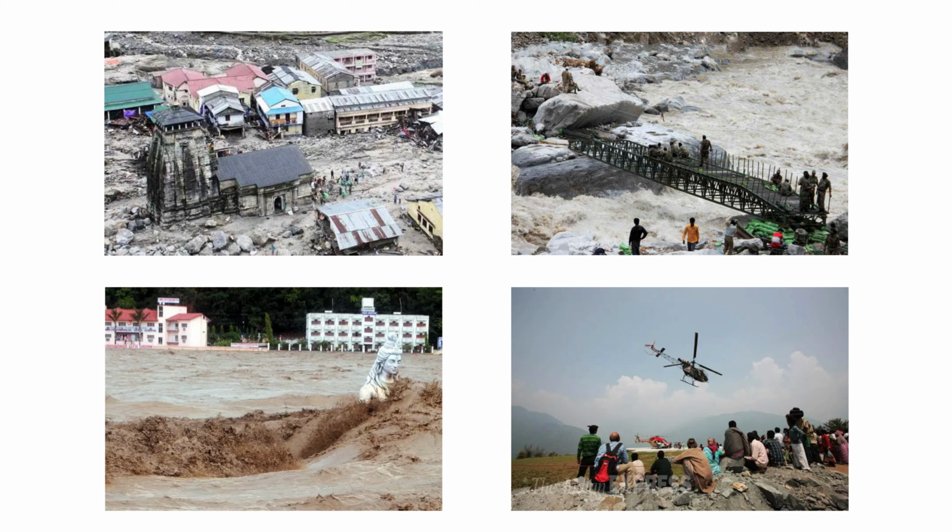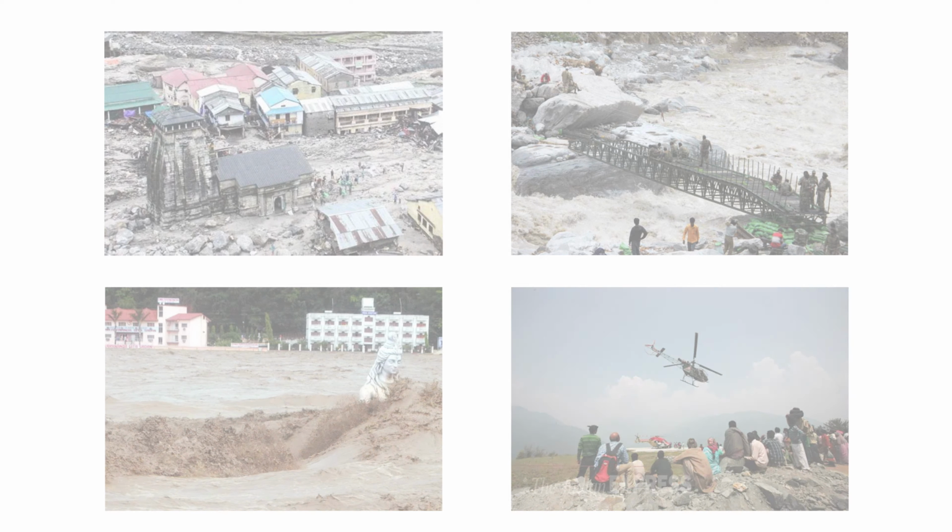The Chorabari glacier melted, and that glacier meltwater added to the Mandakini river water and created a huge flood. In the bottom corner, you can see the rescue activity by the state of Uttarakhand. This flood affected two or three different states of India, like Himachal Pradesh and Uttarakhand, and also the western part of Nepal, a neighboring country. So Nepal was also affected by this flood.